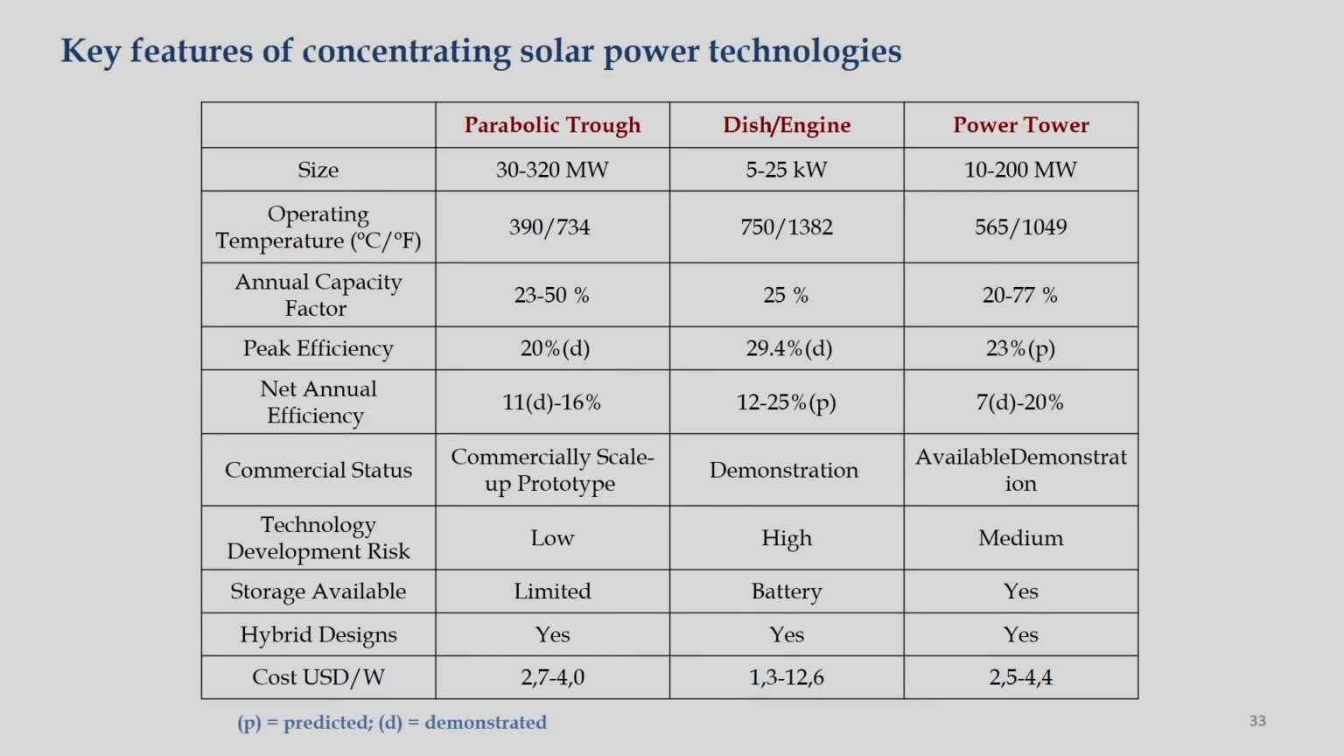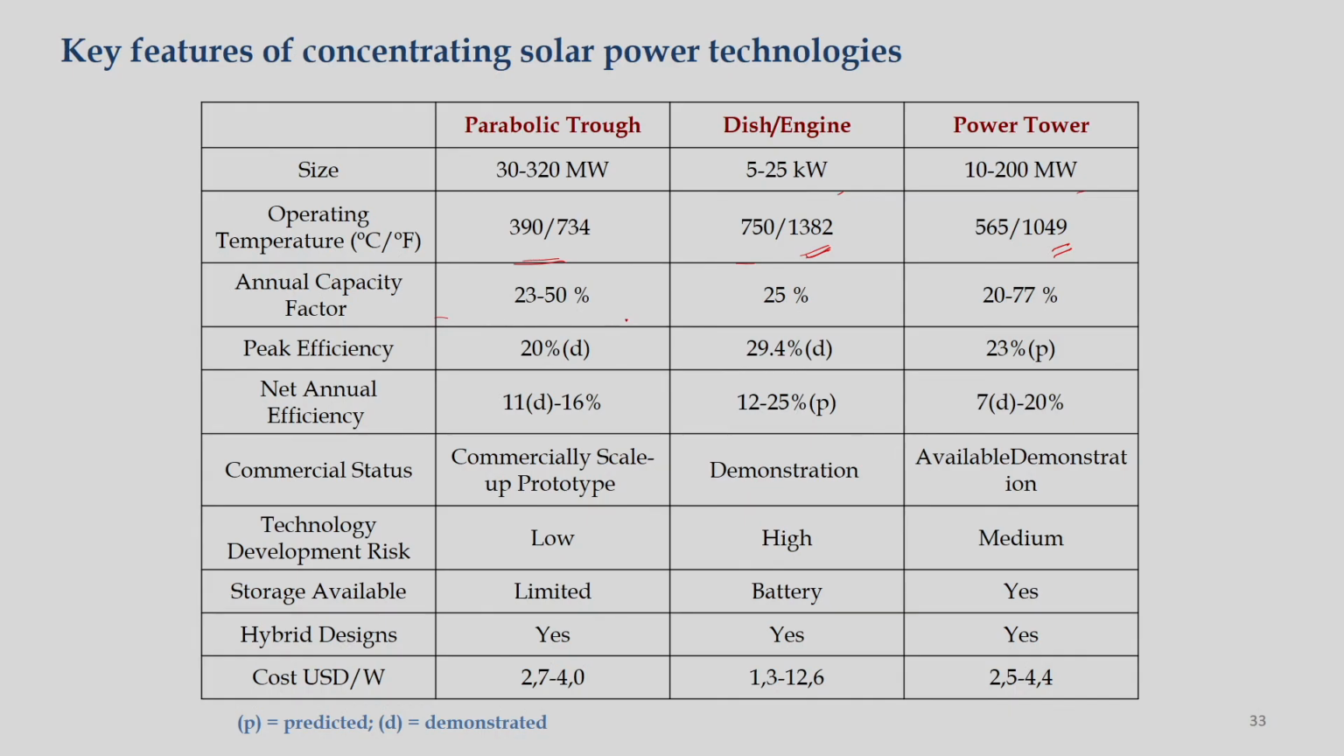And this slide shows the comparison of the three most importantly used concentrated solar power technologies. Parabolic trough goes in size from 30 to 320 megawatt, then this engine goes 5 to 25 for a single unit, and power tower can go 10 to 200 megawatt. Operating temperature you can see here. So, this system operating temperature can go up to 1382. In case of power tower, it is about 1049.